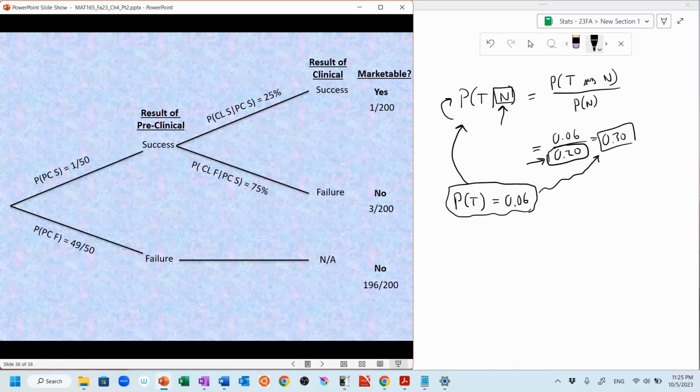So if on average we have a 1 in 200 chance of a given idea becoming a marketable drug, I think we can pretty clearly see that on average we need to run 200 such ideas through this process to get one marketable drug.